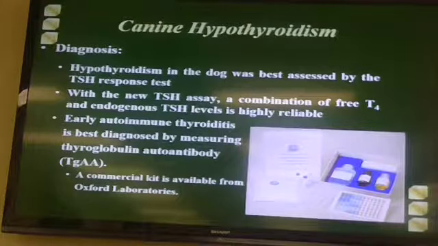And then early autoimmune thyroiditis is best diagnosed by measuring your thyroglobulin antibody, TGAA. Again, there's a SNAP test available for that that you can keep in your lab. One of the reasons it's important to know that is that this antibody will cross-react with my thyroid hormone assays. So I'd run a total T4 and total T3 in this dog, and it's sky high. Oh my, I don't have hypothyroidism. What it's measuring actually is the antibody. So that's why you want to screen with this test first and say, oh yeah, I've got these thyroid antibodies in there, so I know what I've got going on here. Okay.